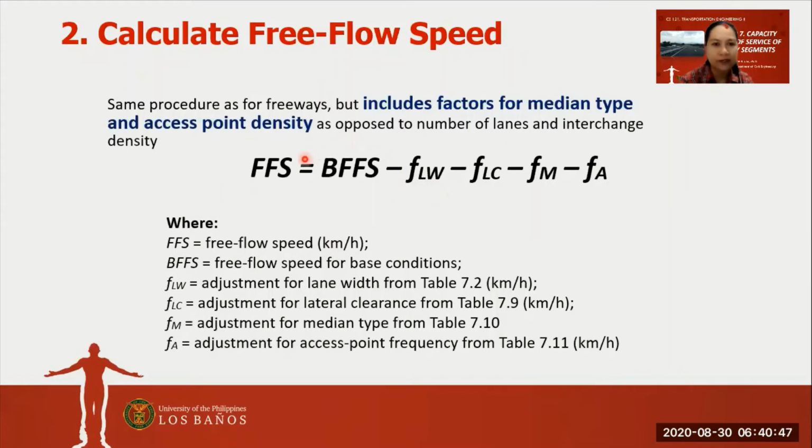We have the base free flow speed, which can be taken from the posted speed plus 5 kilometers per hour. And then the adjustment for lane width from table 7.2 is the same as that of the freeway. This is the adjustment for lateral clearance, which includes both right and left lateral clearance. And then this is the adjustment for median type, which we can see from table 7.10. And then the adjustment for access point frequency, which we can see in table 7.11.